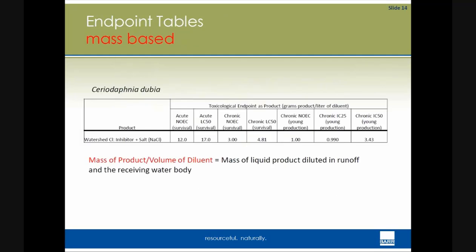Any questions up to this point about how we design the dose response, how we calculate endpoints, and what they're used for?